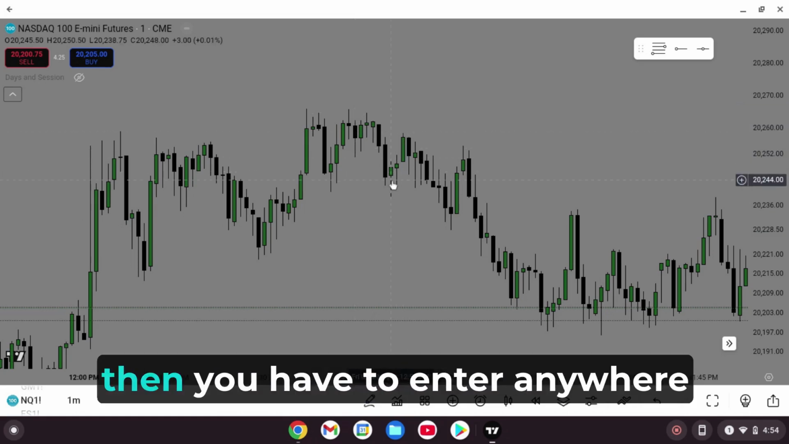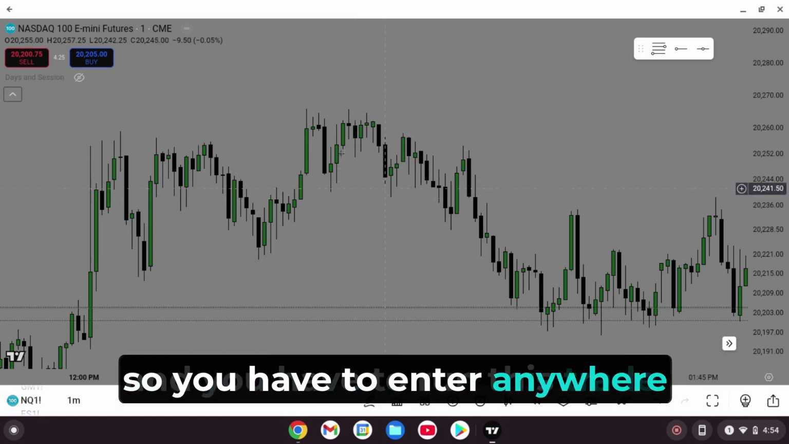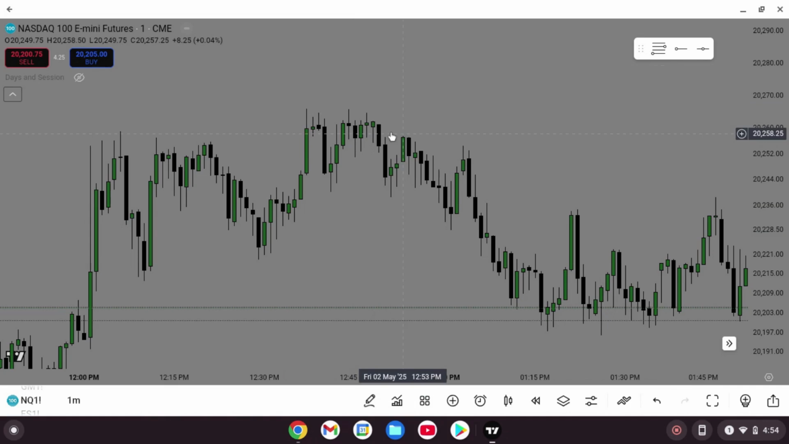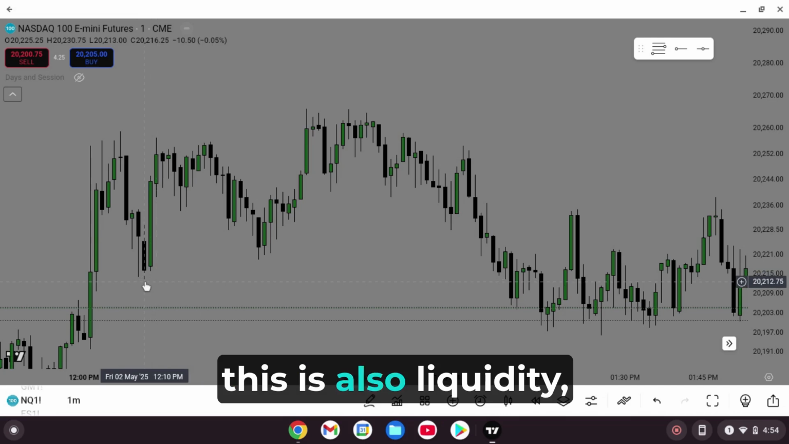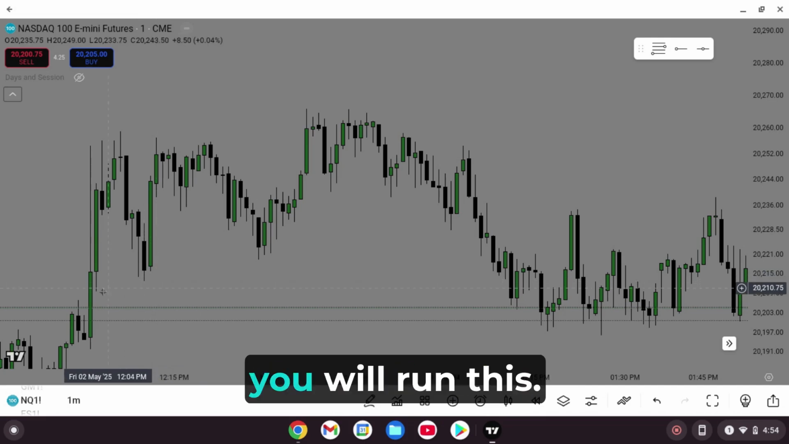When the market made two lows, you have to enter anywhere at 50%, and your stop loss will always be at the high. Next liquidity till this is also liquidity, this is also liquidity, till next liquidity you will run this.